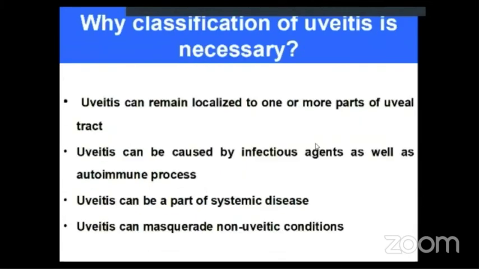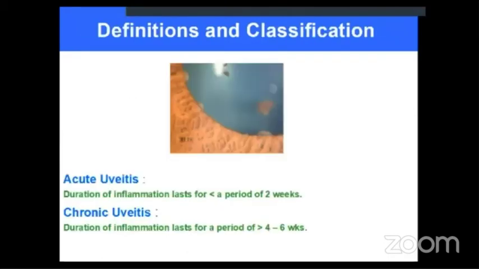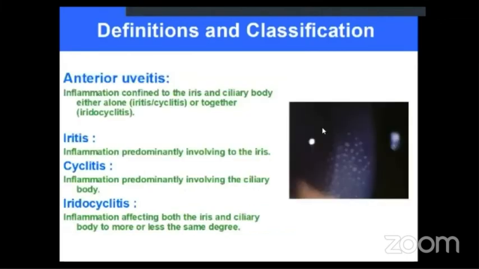And very important to know the classification of uveitis, because uveitis may or may not be localized to one part of the uveal tract, can be caused by infectious disease as well as autoimmune process, or both can simultaneously occur. This can be part of a systemic disease, and uveitis can masquerade as non-uveitic conditions. Very important to remember all the definitions and classification. I will not be going into details of this due to paucity of time.